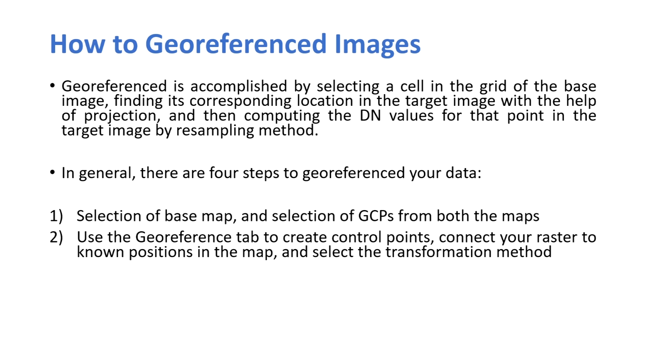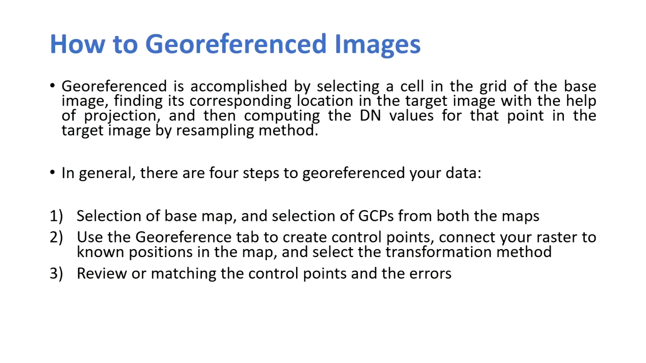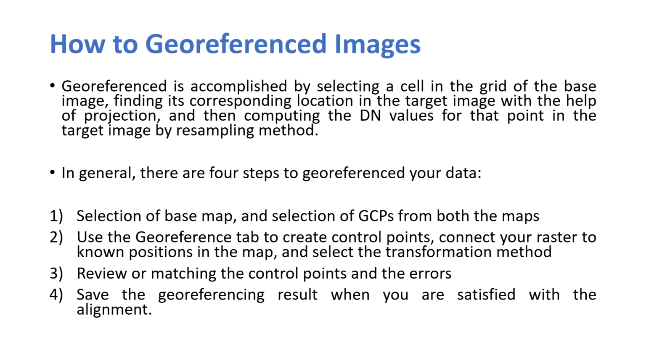These transformation methods are selected based on how much you want to distort your image. If your image initially has some coordinate system assigned, but it is associated with some kind of error and you want to rectify the image, in that case you can apply a first order or second order polynomial equation or transformation method. I will tell you what these first order or second order polynomial equations are in the next slide, and then you assign the DN values to your target image, and then review and match the control points which you have chosen for both the images, and the error. These errors are associated with your order of polynomial equation, or with the error made while choosing the control points, and at last save the georeferencing result when you are satisfied with the alignment.